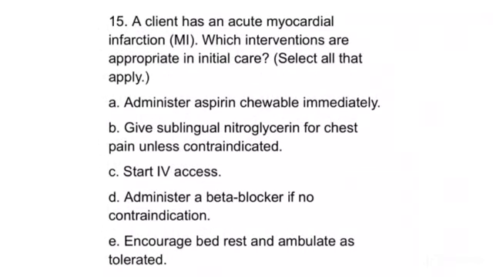15. A client has an acute myocardial infarction, MI. Which interventions are appropriate in initial care? Select all that apply. A. Administer aspirin chewable immediately. B. Give sublingual nitroglycerin for chest pain unless contraindicated.